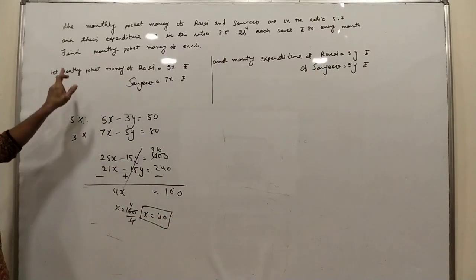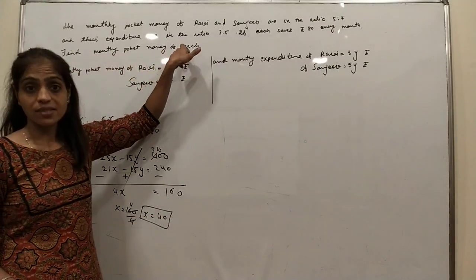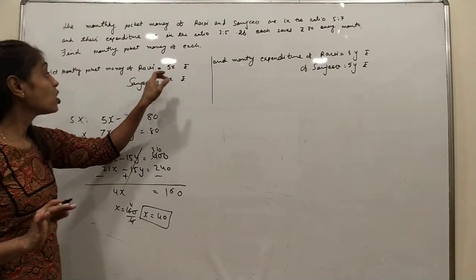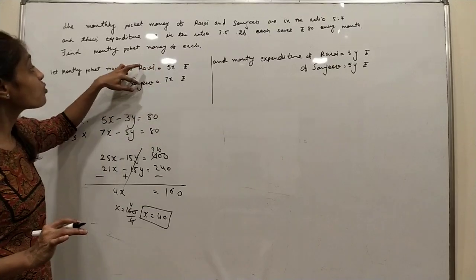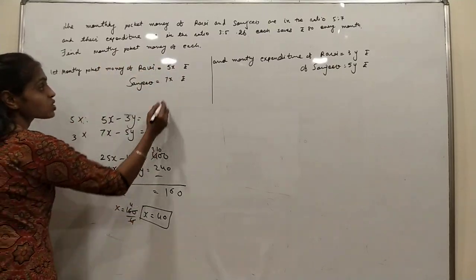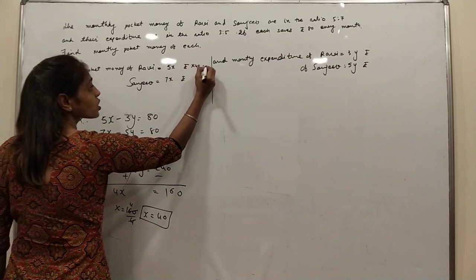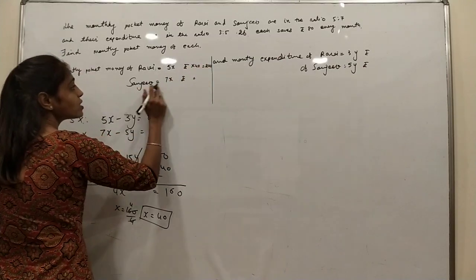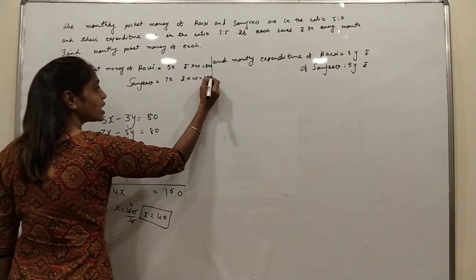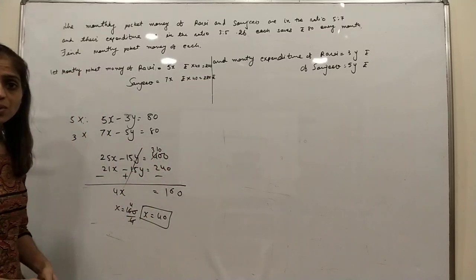Only in the question monthly pocket money is asked, and in the monthly pocket money only x is required. So monthly pocket money of each, any both. Ravi's monthly pocket money is 5 into 40, any 200, and Sanjeev's monthly pocket money is 280 rupees. Okay.